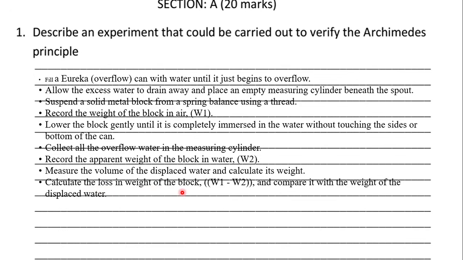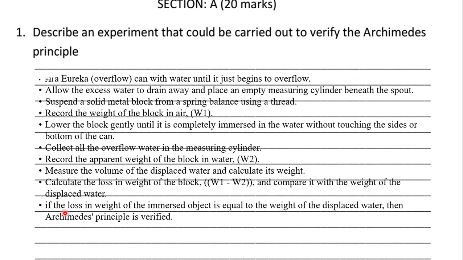Then calculate the loss in weight of the block. There appears to be some loss of weight, which is called the apparent loss in weight. You find that by taking the weight in air minus the weight in water. And then you compare that with the weight of the displaced water. If the loss in weight, which is called the upthrust of the immersed object, is equal to the weight of the displaced water, then Archimedes' principle is verified. What does Archimedes' principle state? It states that an object partially or fully immersed in a fluid experiences an upthrust which is equal to the weight of the displaced fluid.